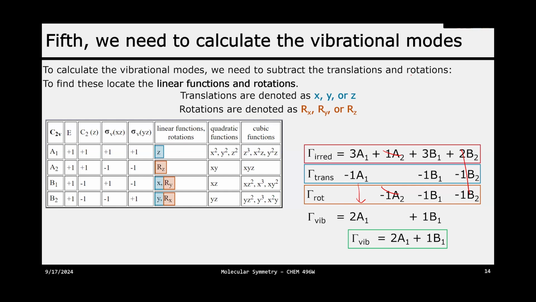And here's another point where we can do a check. If you remember from the first slide, we know how many vibrational modes should be possible for a nonlinear molecule: 3n minus 6. We have 3 atoms, so 9 minus 6 is 3. So we should have 3 vibrational modes. And if I do 2 plus 1, I have 3 vibrational modes.